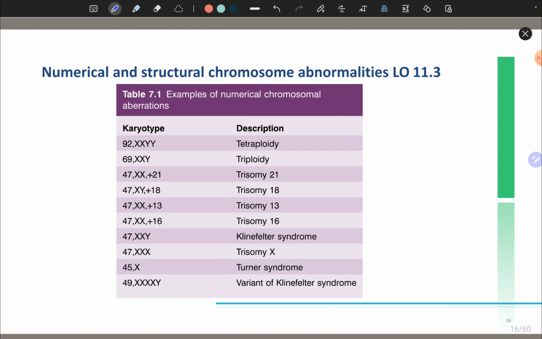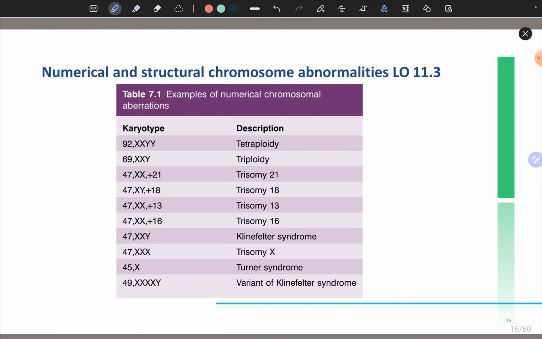So with aneuploidy, we have an extra or missing chromosome. For example, if you have only 1 chromosome number 21, we call it monosomy. If you have 3, we call it trisomy. So this is what we call it. This is the example of numerical chromosome aberrations or abnormalities.